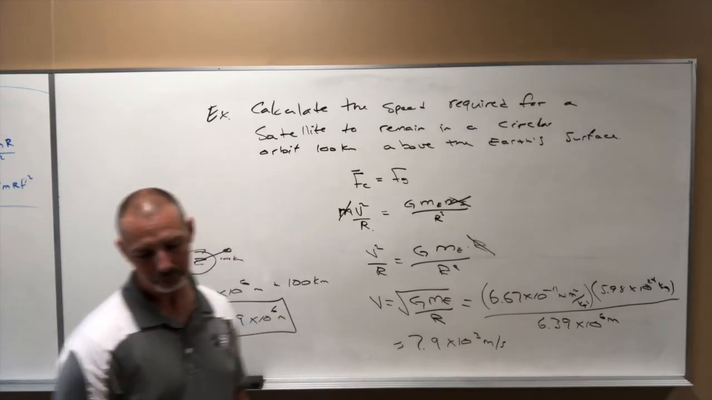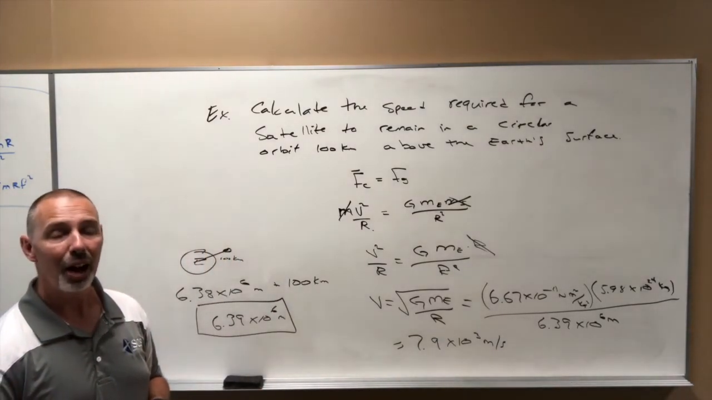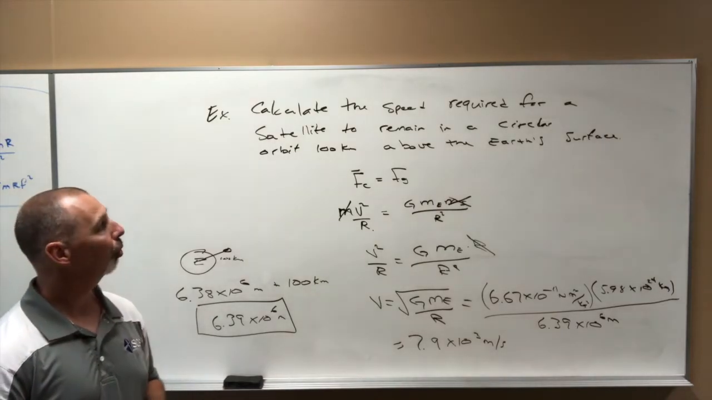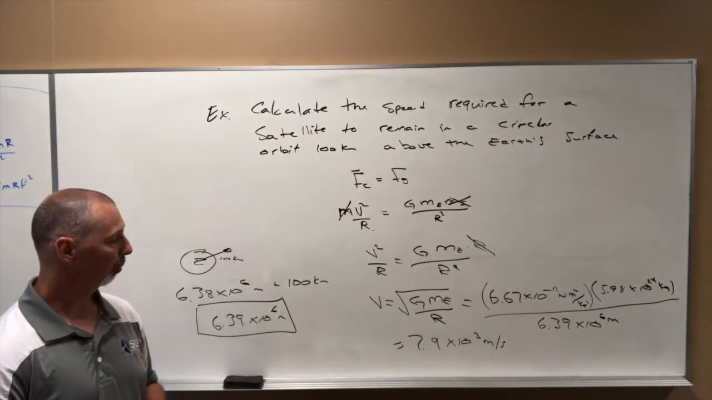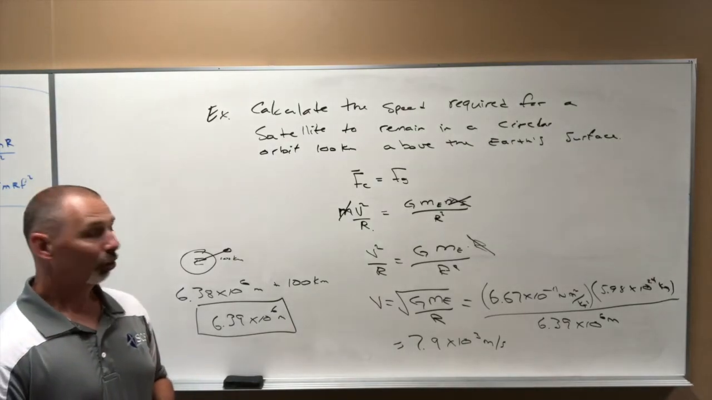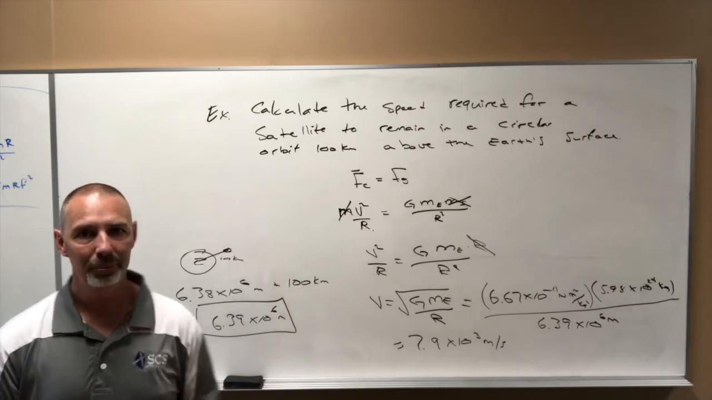Okay. There you go. That is how fast the satellite will have to be traveling to remain in a circular orbit 100 kilometers above the surface of the Earth. All right, there you have it. Let's go do one more example, and then I'll give you your assignment.